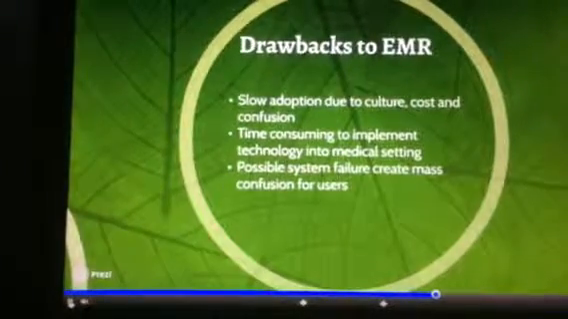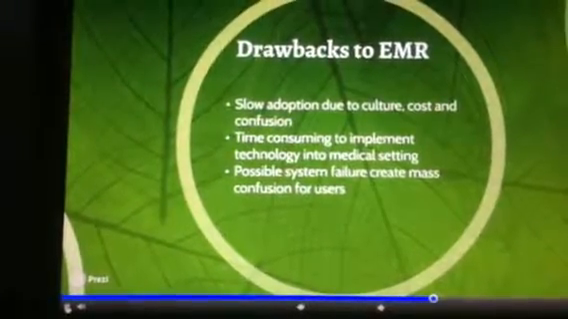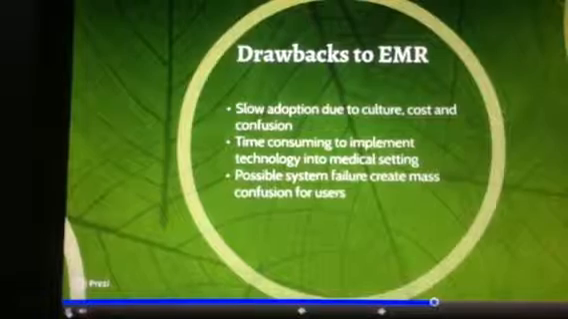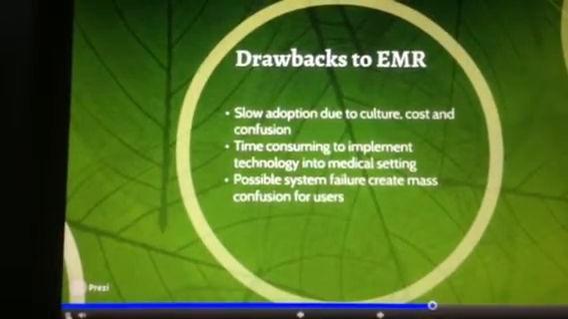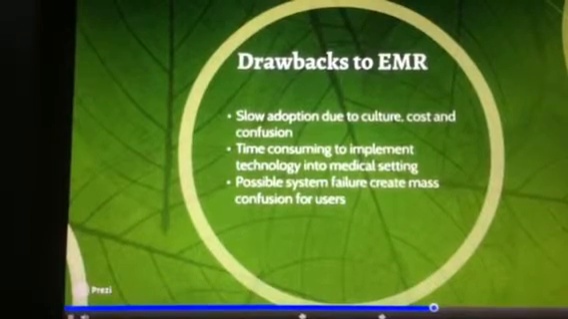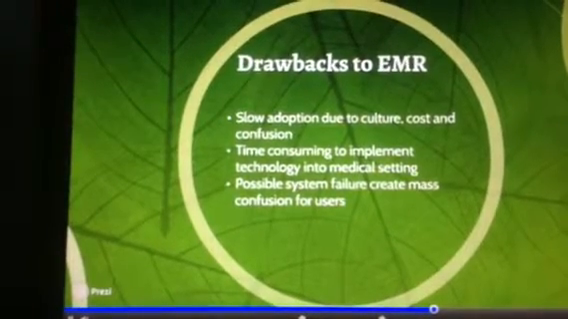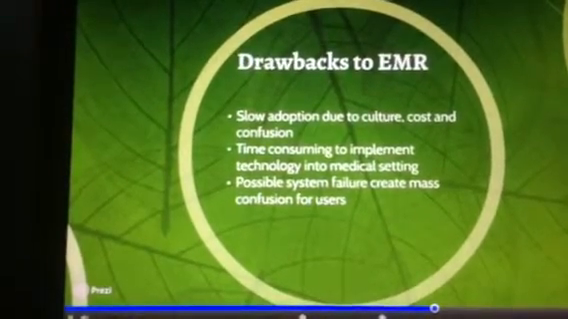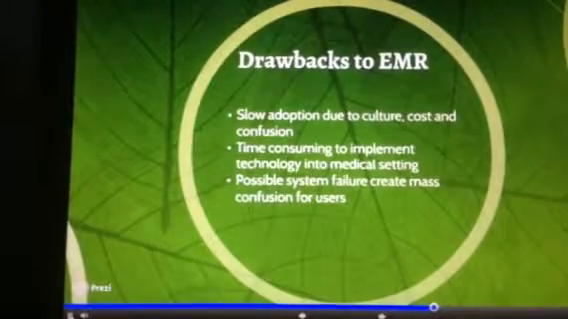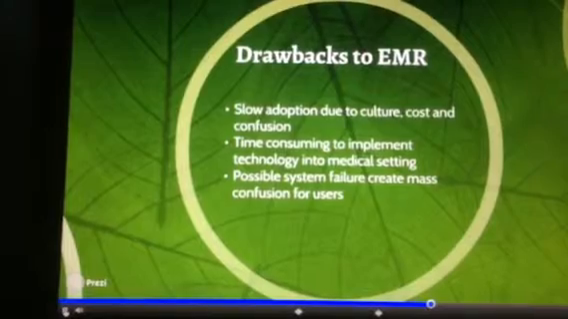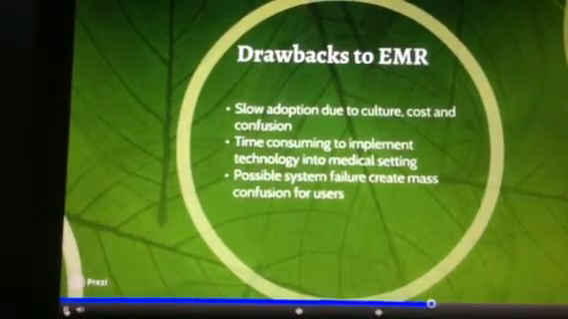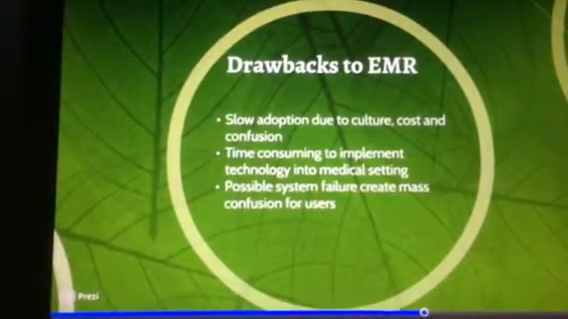Drawbacks to using EMR. Initial adoption of EMR systems within medical settings has been slow due to culture, costs, and confusion. Most physicians are already set in their ways when using paper-based methodologies to inscribe patient information. Because EMRs are a new technology, there are various types of systems out there. The mass availability of these machines has caused mass confusion for its consumers.